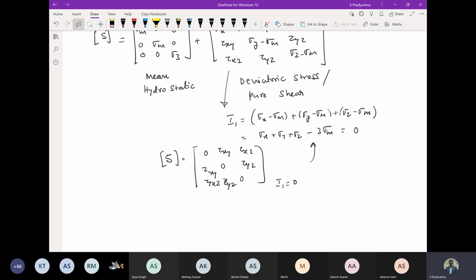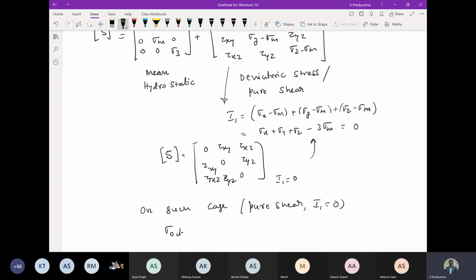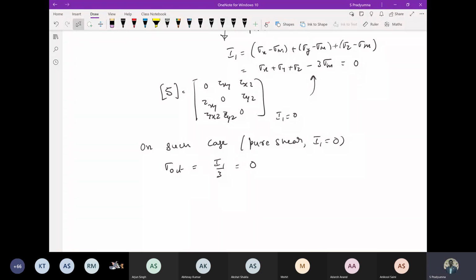So here we restrict ourselves, saying that when I1 is equal to 0, the pure shear state of stress exists, and on that particular plane where you have I1 equal to 0, the pure shear state of stress, the octahedral normal stress will be equal to 0. So in such a case, when it is a pure shear case, that is I1 equal to 0, sigma octahedral is equal to I1 by 3, that is equal to 0. Because of this only.